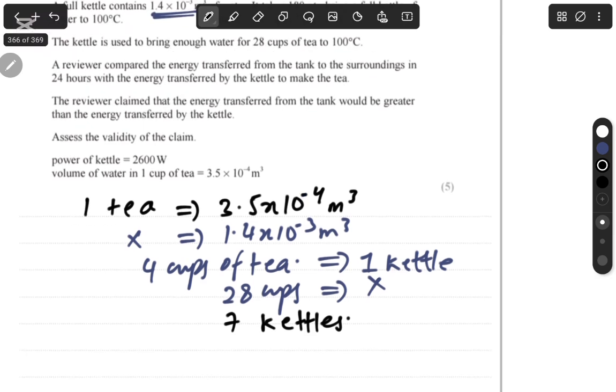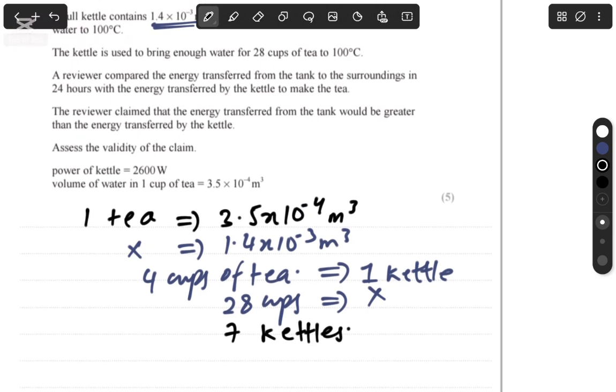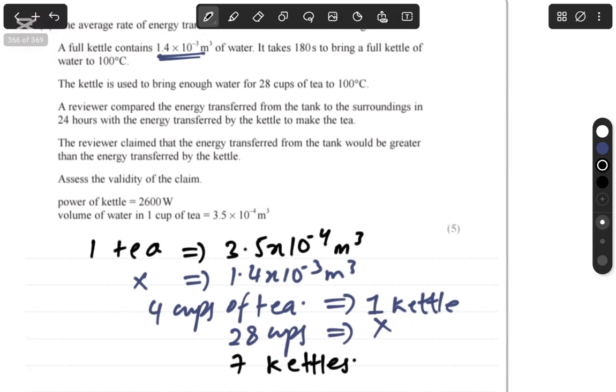And you have to basically make the kettle full, then put the water into the teacups, then make the kettle full, then put the water into the teacups, and you have to do this 7 times basically. So that's what we are looking at right now.